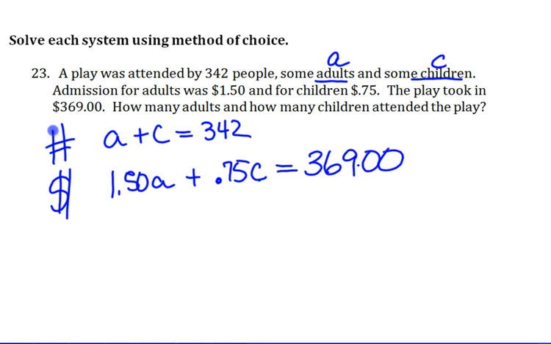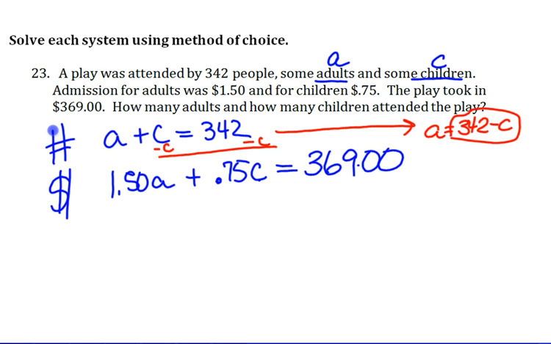We have two equations. We could either use substitution or elimination. And honestly, I don't know if I have a preference. I look at this and I say, well, if I have the adults plus the children equal 342, then the adults must equal 342 minus the children. In other words, I just subtracted a C from both sides of my equation. So if I know that the adults are really this amount, instead of this adult amount, I can say we really have 342 minus C. And we have $1.50 here.